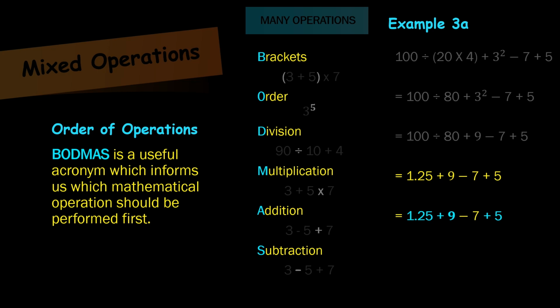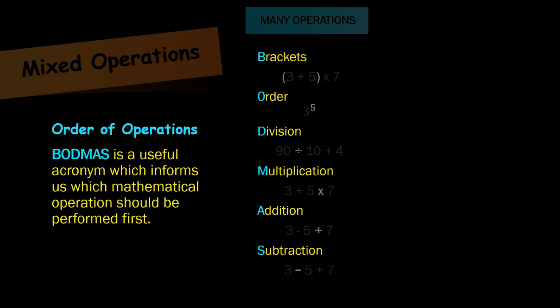The additions are highlighted as shown. We rearrange so that all the additions are at the beginning and the subtractions are at the end. Now 1.25 plus 9 plus 5 equals 15.25. So we replace this with 15.25. Finally, we are left with the operation of subtraction. We have 15.25 minus 7 left at the end. And this equals 8.25.